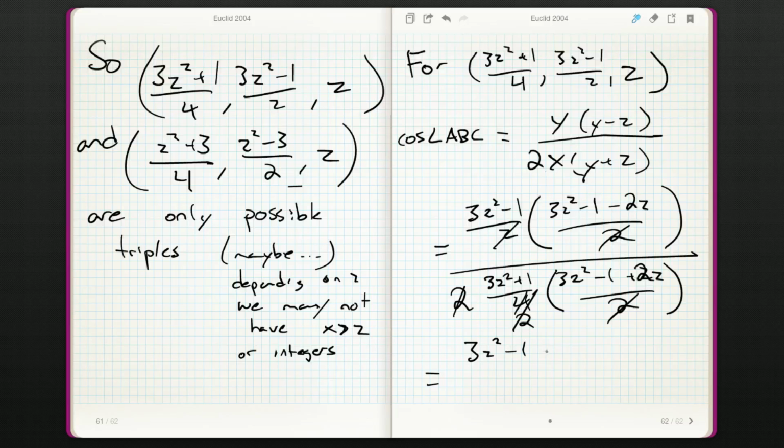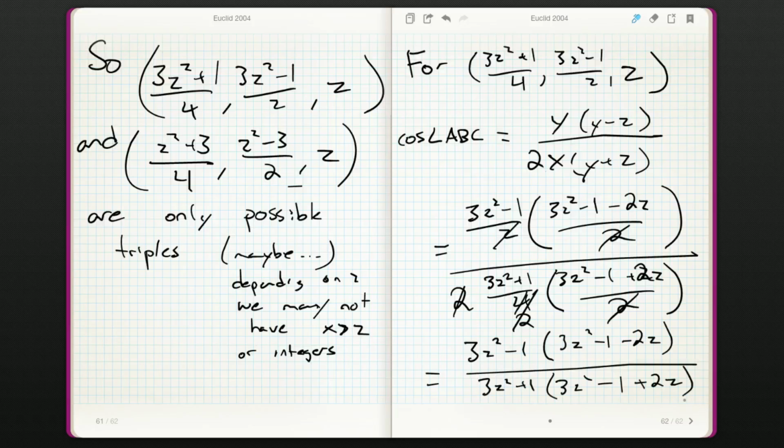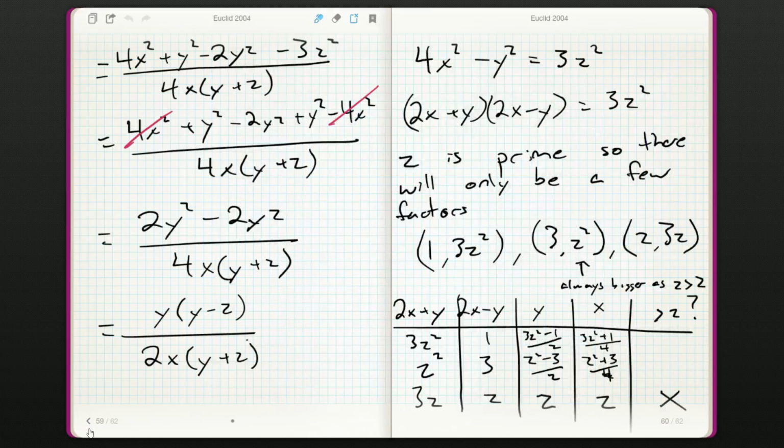3z squared minus 1. 3z squared minus 1 minus 2z. 3z squared plus 1. 3z squared minus 1 plus 2z. There has got to be a better formula, because I'm not seeing a bunch of stuff that's about to cancel out. So I'm going to put a pin in this and see if maybe I can rework the formula a little better or something.